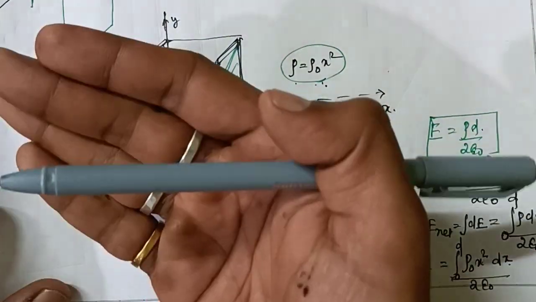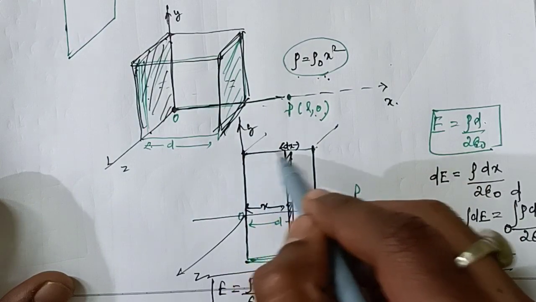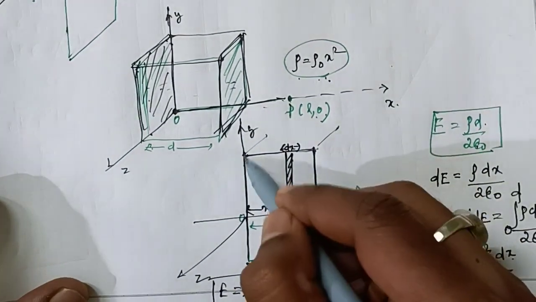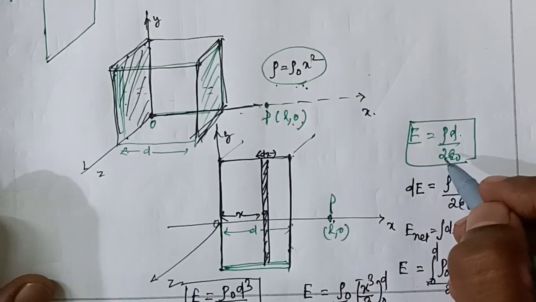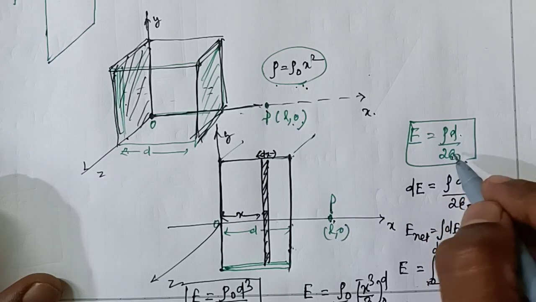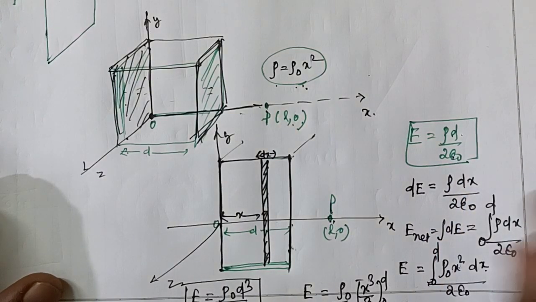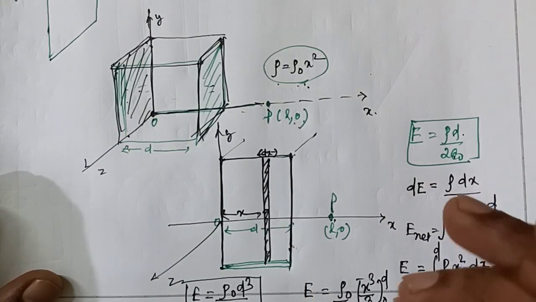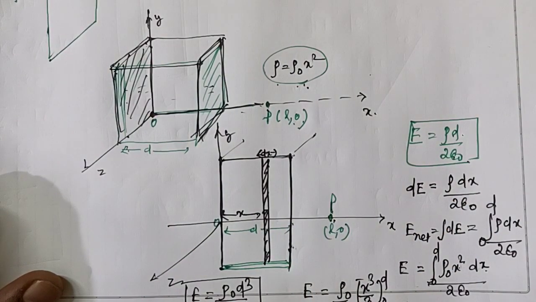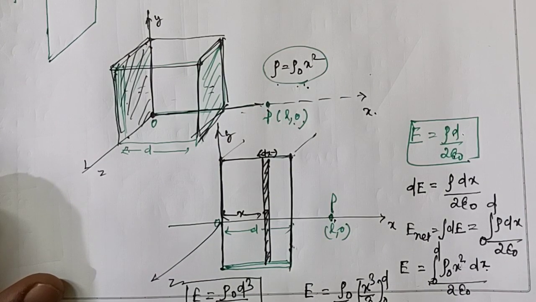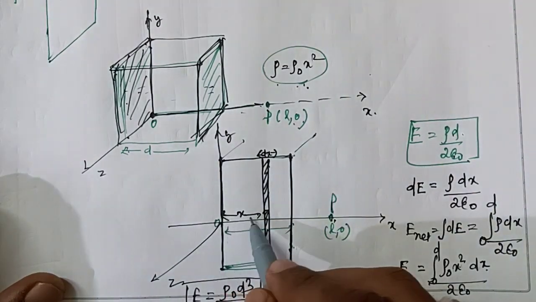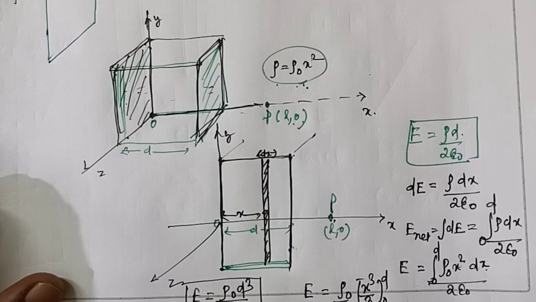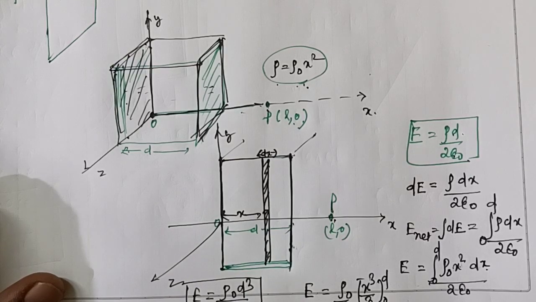Just taking the top view, I can easily consider this as a thick sheet. I know the expression of electric field outside a thick sheet is rho d upon 2 epsilon naught. But here the charge is not uniform, so I must look at an element. Where non-uniform cases are there, we must think about an element. So I just consider one element, from x to dx. And the question is already saying how it varies from the origin.